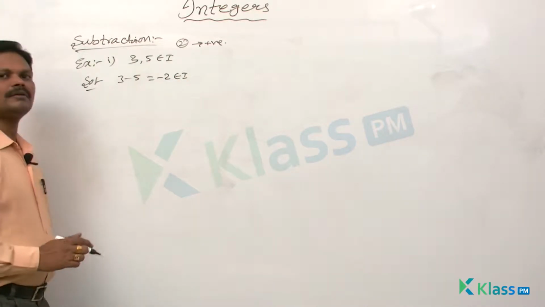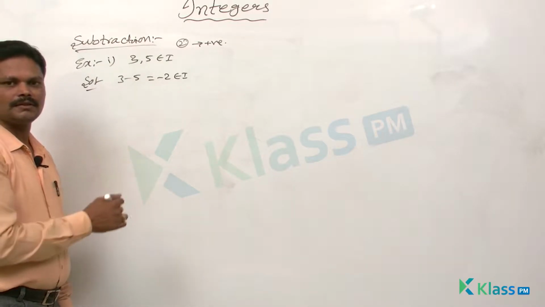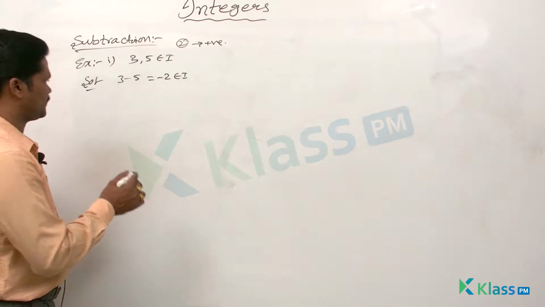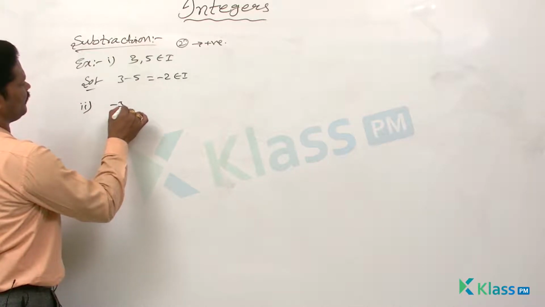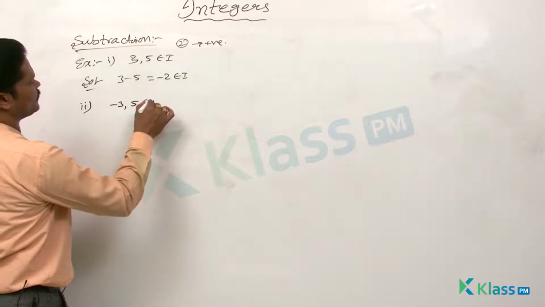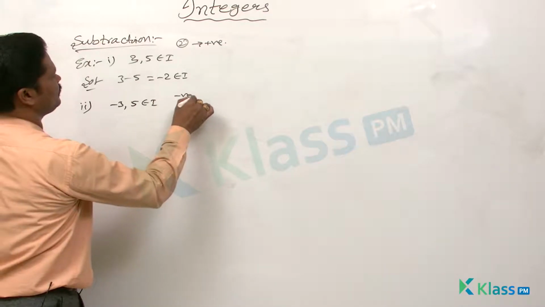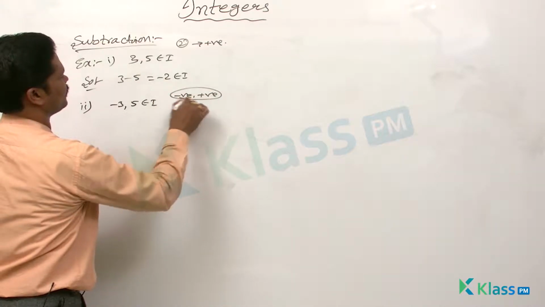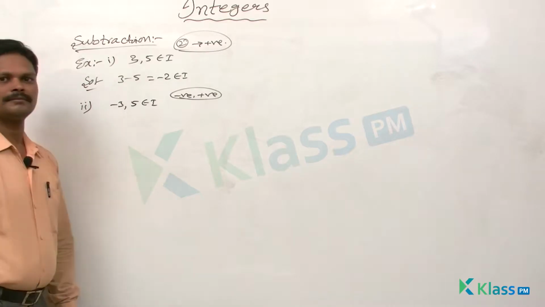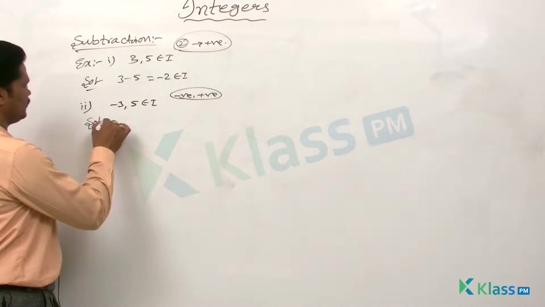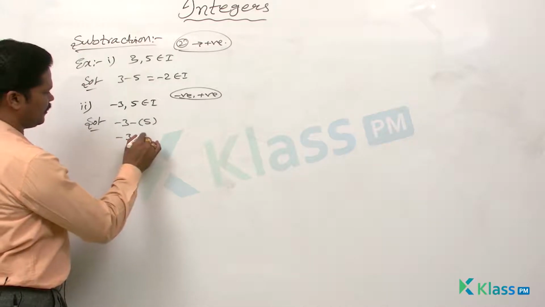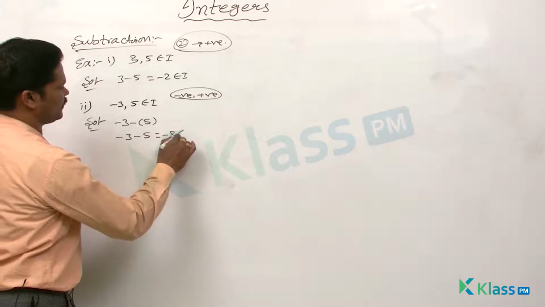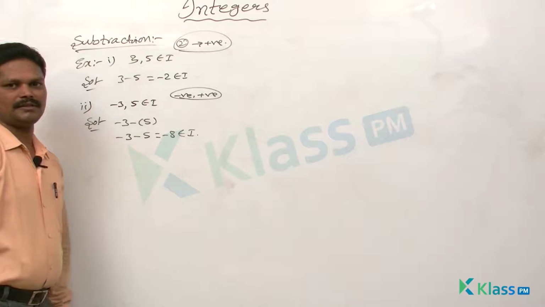I will give you clear information. First we are doing the calculations. And for the second one I am taking minus 3 and 5, which belong to integers. One negative and one positive number I am taking here. Earlier I took 2 positives. And coming to the subtraction, minus 3 minus of 5. So minus 3 minus 5 is equal to minus 8. It also belongs to integers.